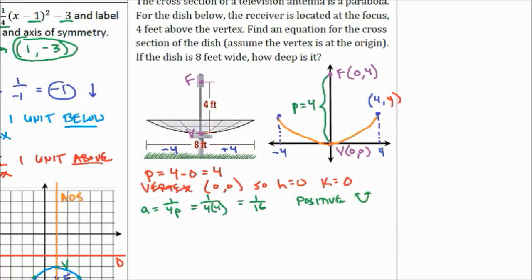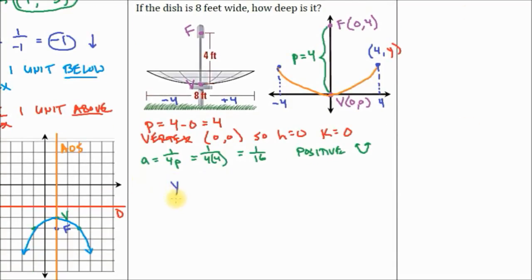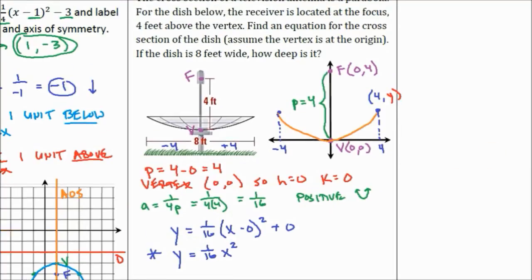Let's go ahead and write our equation now. So our equation is y equals 1/16 times (x minus 0) squared plus 0. Well, that means we can write our equation as y equals 1/16 times x squared. We don't have to write the zeros anymore. We can get rid of the 0 here and get rid of the 0 here. Here's our equation for this parabola. So we have solved the first problem.